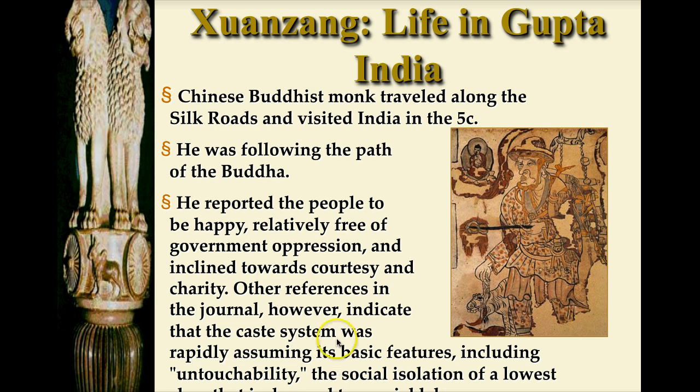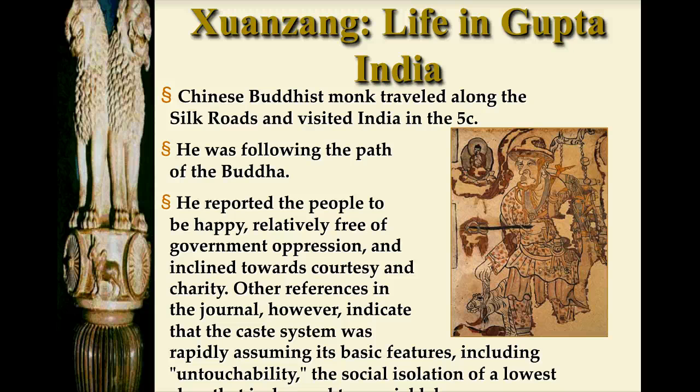So we have a visitor, Xuanzang, who visits Gupta from China. He's a Chinese Buddhist monk who travels along the Silk Roads and visits India in the 5th century. And what he's doing here is retracing the path of the Buddha. He wants to try and achieve the enlightenment that the Buddha had. And when he gets to Gupta India, he reports the people to be very happy, relatively free of government oppression, and inclined towards courtesy and charity.